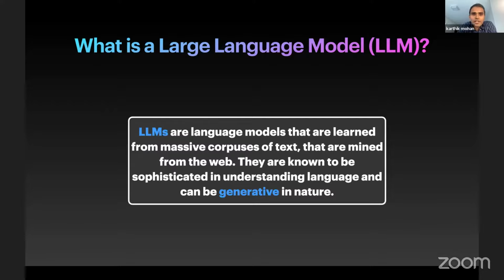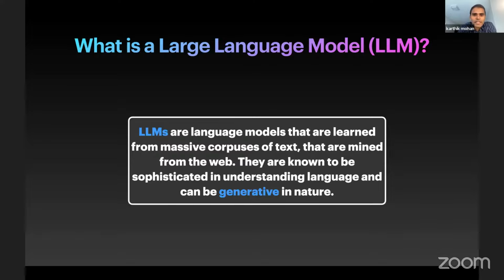So LLMs are large language models. LLM is short for large language model. These are language models that are learned from massive, really huge corpuses of text. You can say from the entire web, and we'll see the scale of this. It's really massive, an unimaginable scale. No human can go through this much text in one lifetime, or maybe even 100 lifetimes. That's the amount of text that these models actually look at.